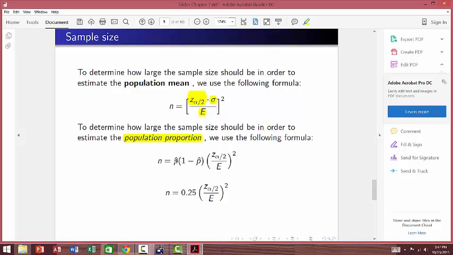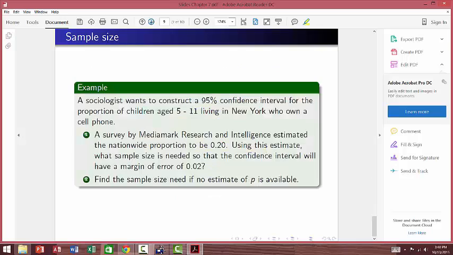If your p hat is given to you, then we do p hat times 1 minus p hat, and then over here we have z of alpha over 2 divided by E, quantity squared. Now if p hat is not given to you, then p hat is assumed to be 0.5. Then this would be 0.5 times 0.5, and that's where that 0.25 comes in. If p hat is not given, assume p hat is 1/2, and that will give you this value right here, 0.25. Okay, so let's go ahead and look at a problem and see what we can do about it.